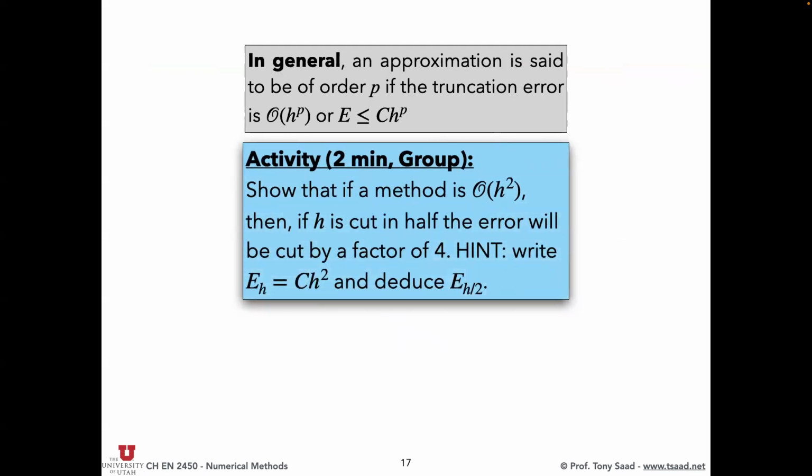So now show that if a method is order h squared, we just did order h. Now take a method that's order h squared and show that if you cut the spacing by half, so you add more points, then your error is going to be reduced by a factor of 4. Okay? Do math similar to what we did in the previous slide. So do E_h squared, and then E_(h/2). The error at spacing h, and then the error at spacing h over 2.